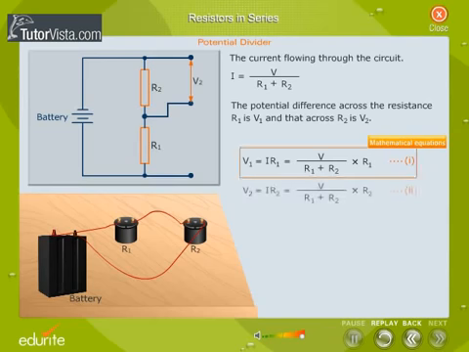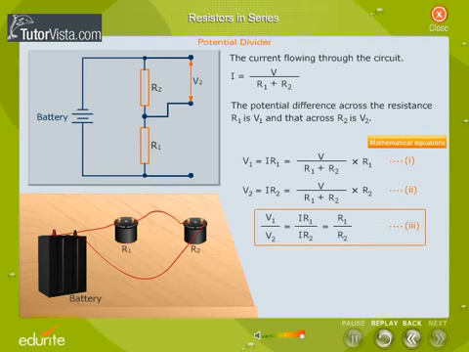Equation 1. V2 is equal to IR2, that is equal to V by R1 plus R2 into R2. Equation 2. V1 by V2 is equal to IR1 by IR2, that is equal to R1 by R2. Equation 3. The equation 3 shows that the potential difference across a resistance is directly proportional to the resistance.